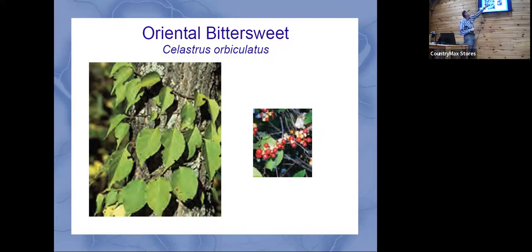When it wraps around a tree like this, this little tiny vine looks very pretty, but it keeps getting thicker and thicker until it chokes out the cambium layer of the tree. Remember, the living layer of a tree is just under the bark, and when it chokes it out, the tree dies.